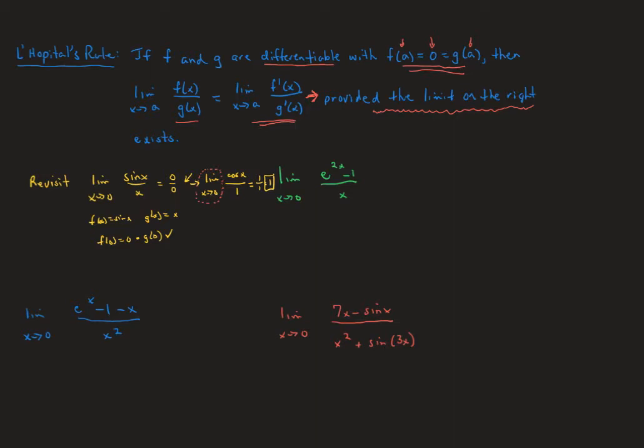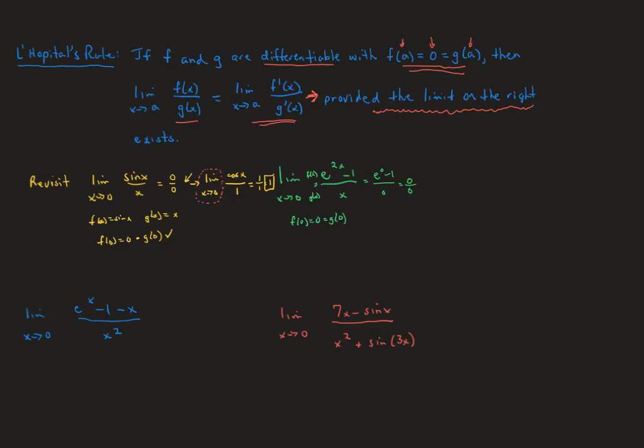Okay, let's see what happens on the green one. If we plug in 0, we get e to the 0 minus 1. Well, that's 0 over 0, which is indeterminate. We can't write it that way. We're going to say, and if you want, you can even say this is f of x, and this is g of x, and say that f of 0 is 0, and so is g of 0.